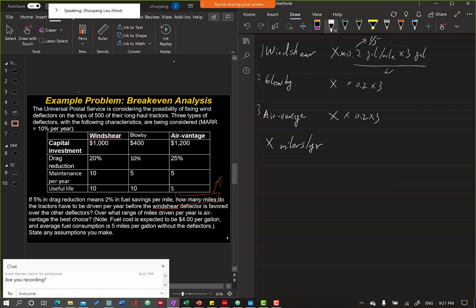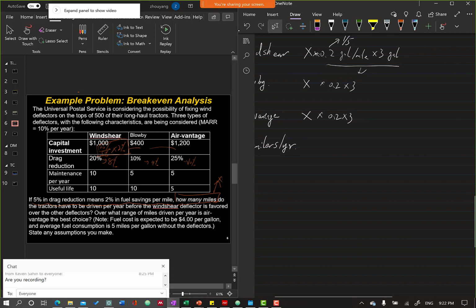And in the other part there's a bit of complexity. So 5% in drag reduction means 2% in fuel savings per mile. So drag reduction here is 20%, but that means 8% reduction in fuel. That means 4% for the blow by, and then that's 25, so that would be 10% reduction for the air advantage. Another way to write it is 20% divided by 5% and times 2%. It's a similar pattern across these.